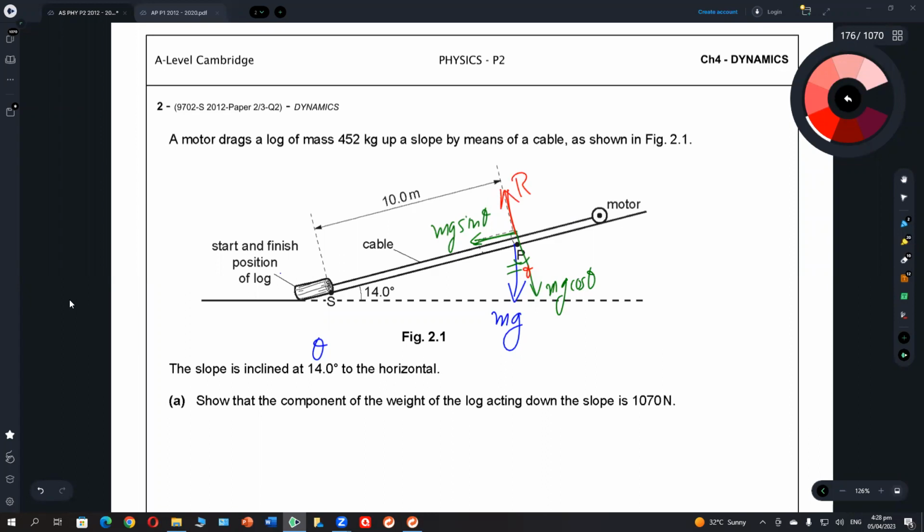What was R? The resistive force? No, the perpendicular R. Oh, the normal reaction force. Yes.